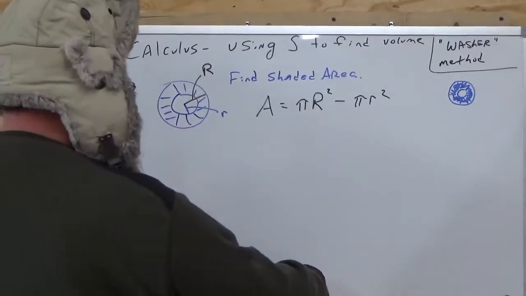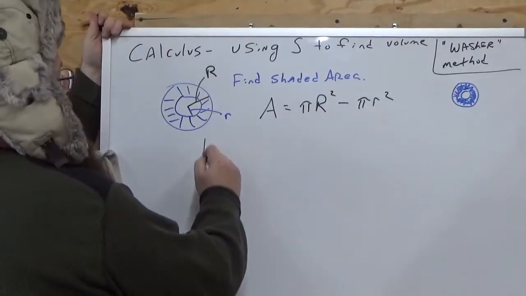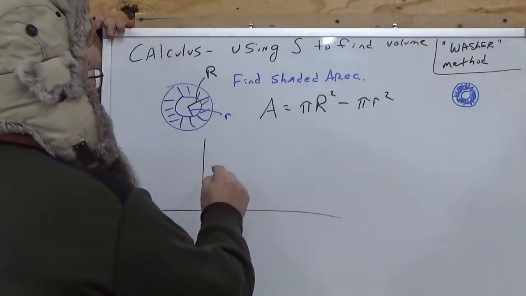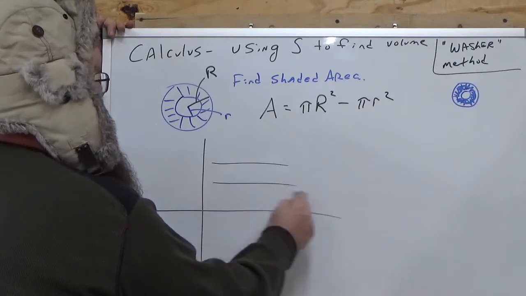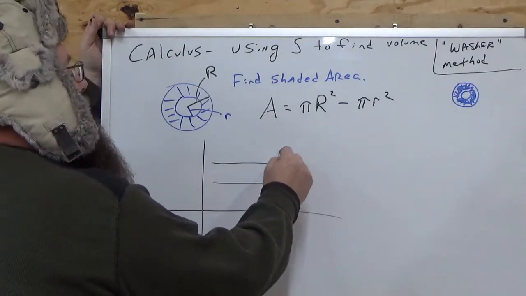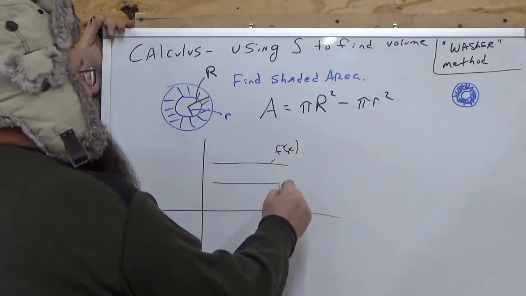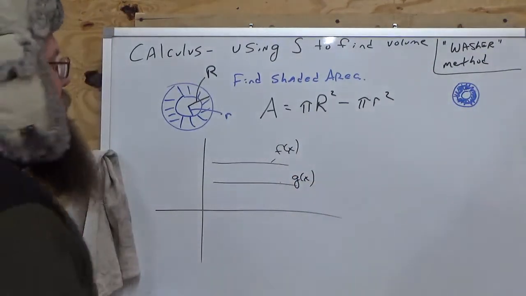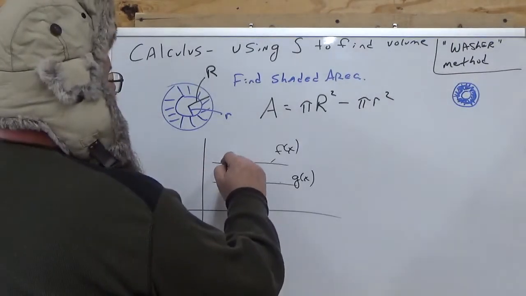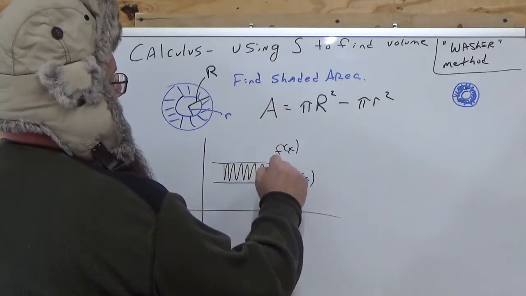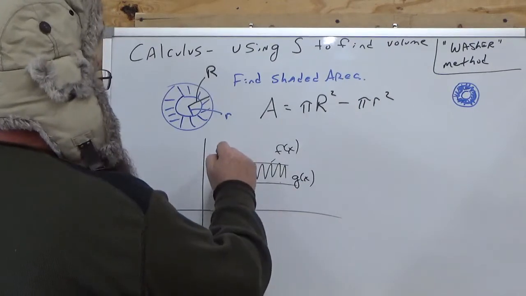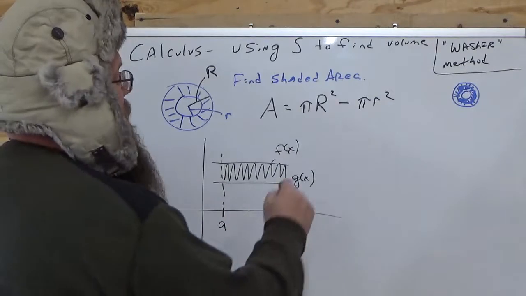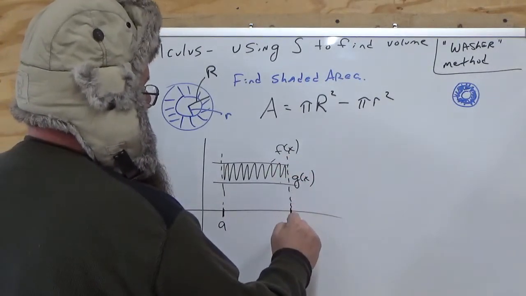Let's take a look. If we have our graph, now we'll put a line here and a line here. And let's say this line is f, the function f of x, and let's say this line is the function g of x. And if I told you, hey, I want to find the area between them from point A to point B.